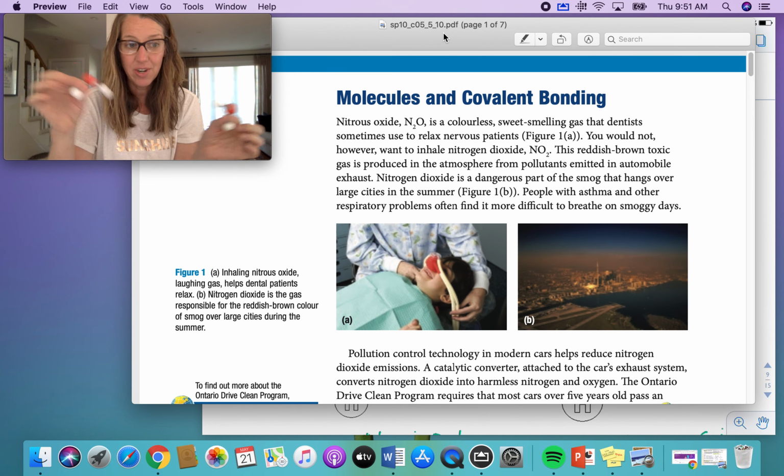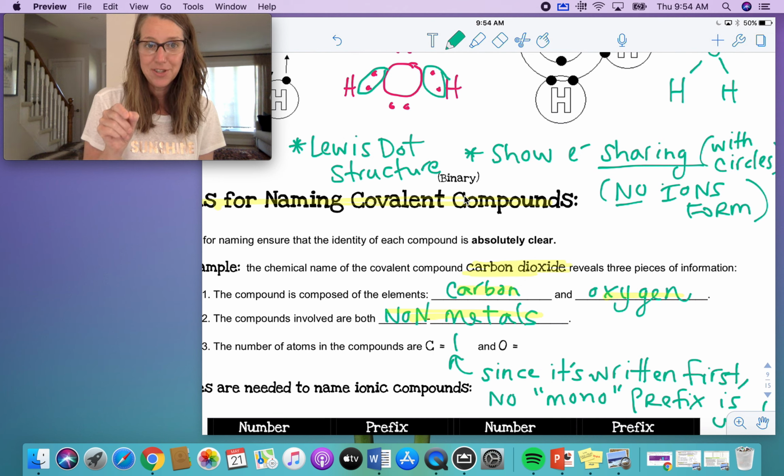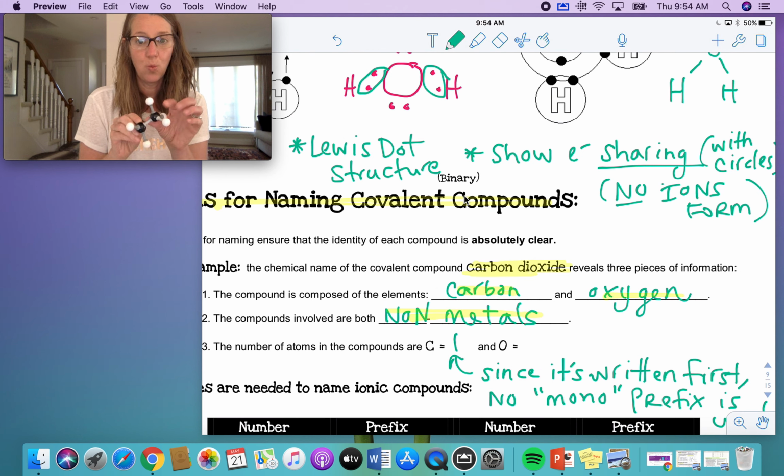And this is why these rules are actually easier, because you don't have to figure out the ratios and the zero sum. The name actually just tells you how many atoms there are. Carbon, there is only one, okay? You don't need to put a mono, which would refer to one, in the name if it comes first. By just saying carbon, you know that there is one atom of carbon. So it'd be like one of these little black guys, one carbon atom.